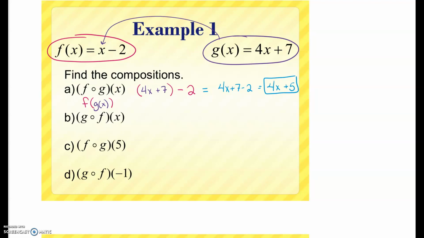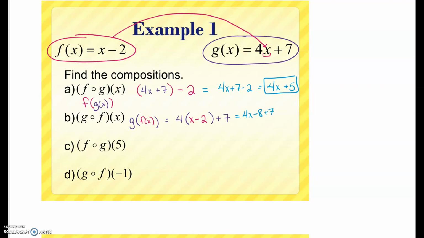In the next one, they're doing g of f of x. That means g of f of x. We're going to be putting the f function inside the g function. So this time the f function, x minus 2, is going to go in place of this x in that g function. The g function says 4 times something plus 7. That something is going to be the entire f function, x minus 2. Then distribute: this would become 4x minus 8 plus 7, so that would become 4x minus 1. g of f of x is 4x minus 1.